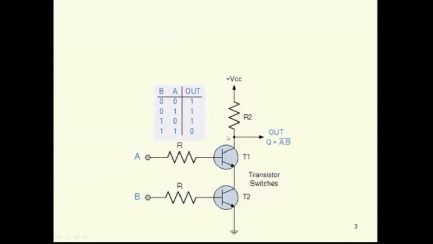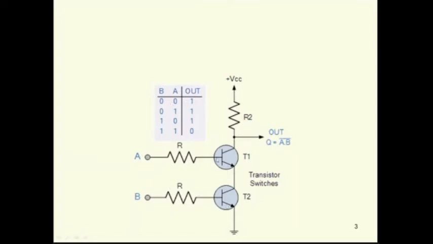This is very interesting. When we connect the two transistors in series, as per the earlier discussion, when both A and B are 0, there are two switches in the off state, hence maximum resistance will be there, and the output will be logic 1. So if both A and B are 0, the output is logic 1, because there will be maximum resistance.